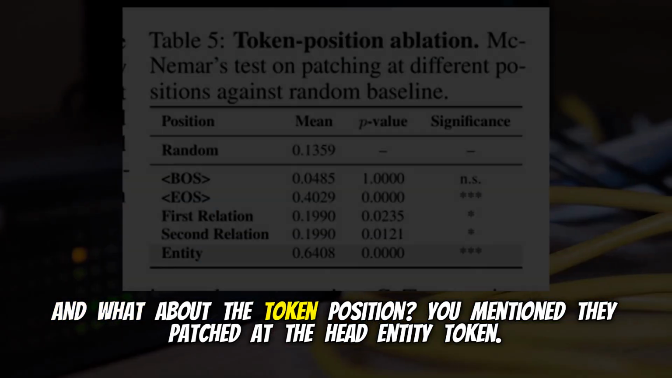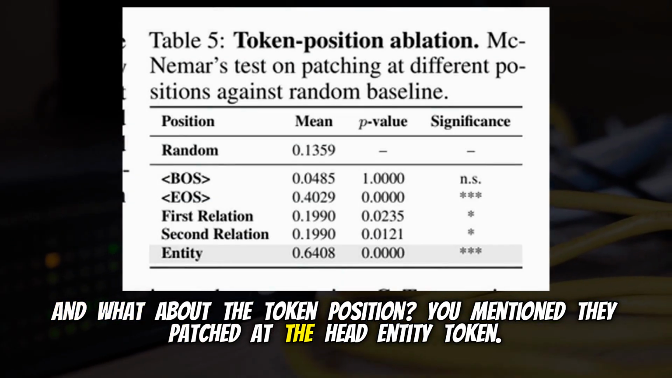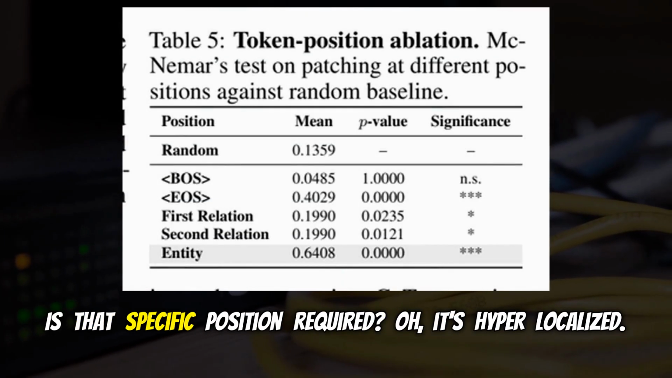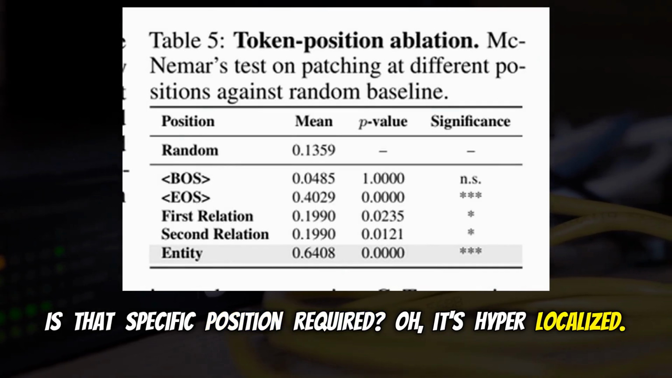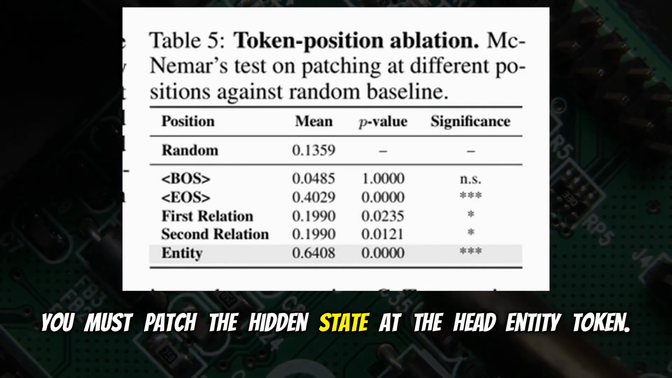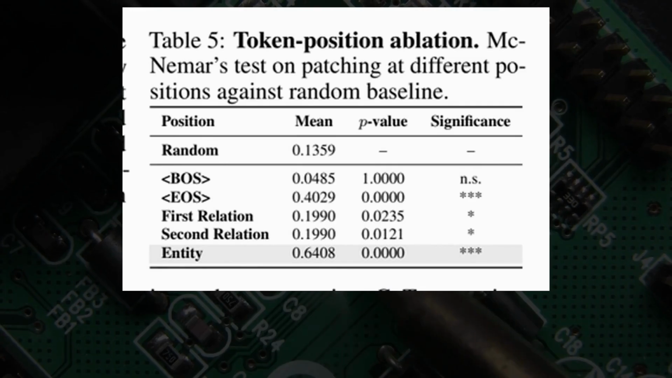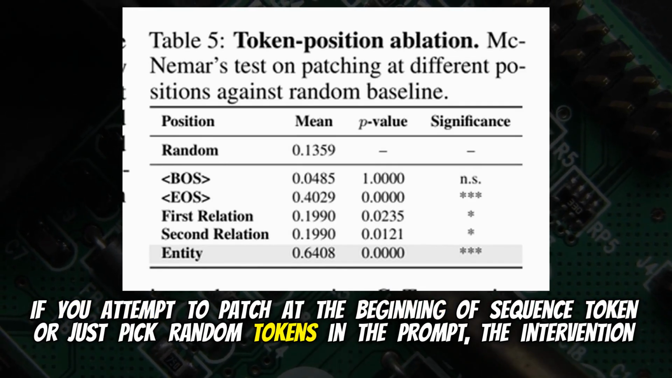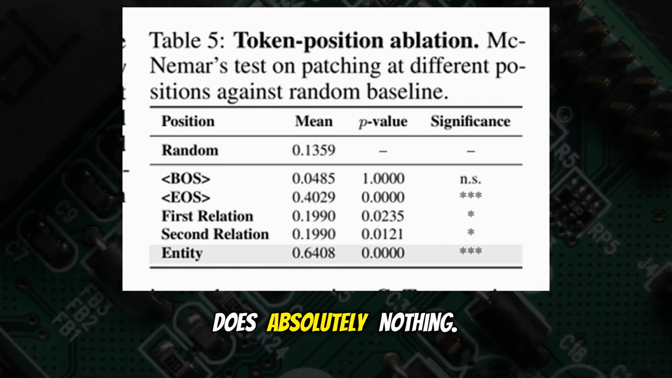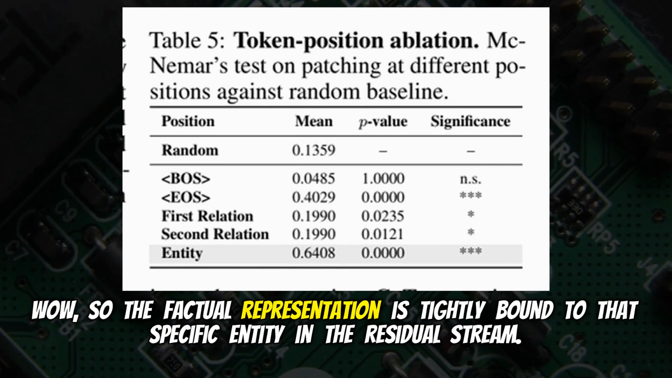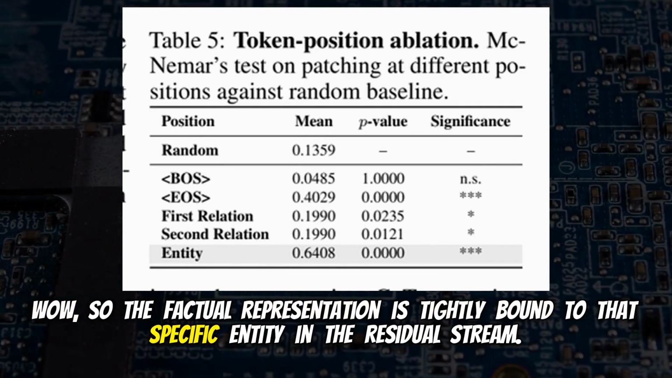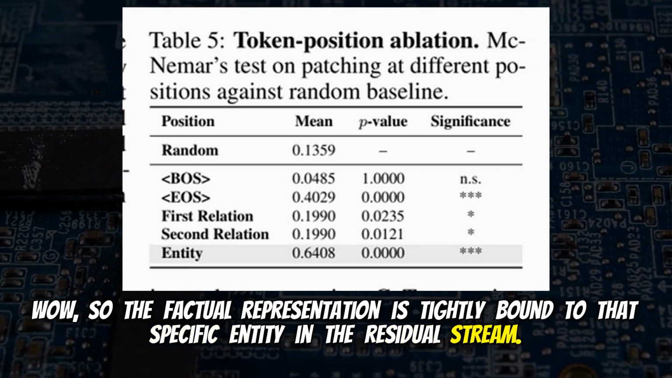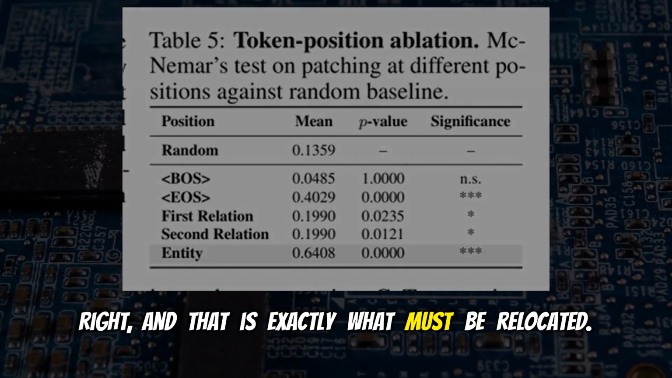Interesting. And what about the token position? You mentioned they patched at the head entity token. Is that specific position required? Oh, it's hyperlocalized. You must patch the hidden state at the head entity token. If you attempt to patch at the beginning-of-sequence token, or just pick random tokens in the prompt, the intervention does absolutely nothing. Wow, so the factual representation is tightly bound to that specific entity in the residual stream. Right, and that is exactly what must be relocated.